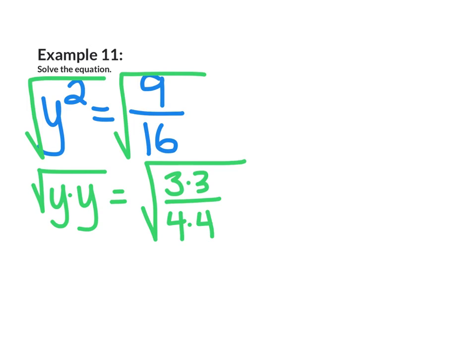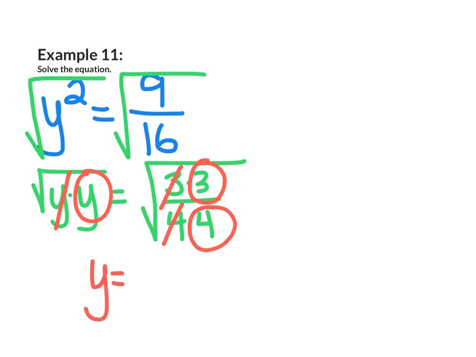There's my twins again. One dies, one escapes. One dies, one escapes. So my answer is going to be y equals plus or minus 3 over 4.